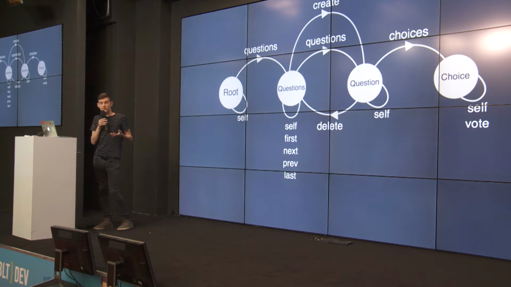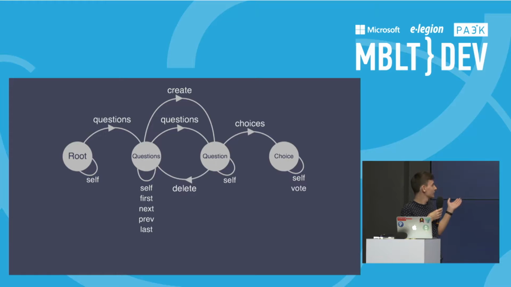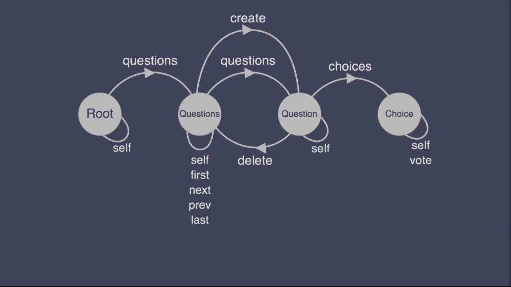So here's the diagram of our finite state machine representing our API. And all these items I just went over are pretty much all represented here. So you start at the root of your API. You can follow the affordance called self, which is basically to reload itself. Or you can go over to questions. So now you're at the questions resource.